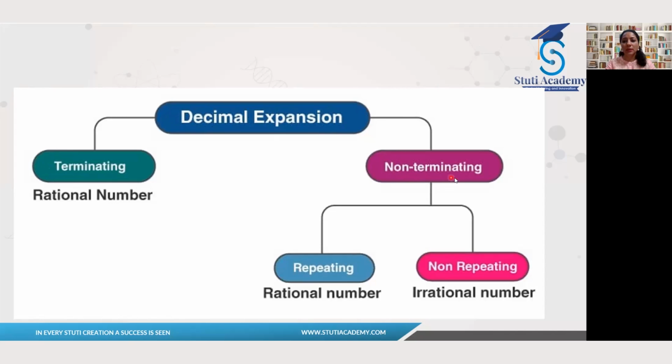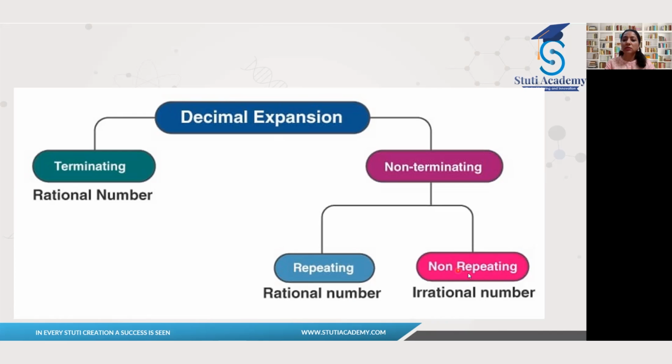Now in non-terminating decimal expansions, we have 2 classifications. We have non-terminating repeating decimal expansions. That means after a certain stage, the decimal expansion repeats. That means after some time, the digits after the decimal keep on repeating themselves. Those are also rational numbers. That means they can be written in p by q form.